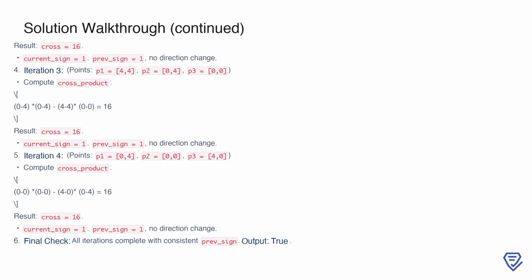Similarly, in the fourth iteration, using points (0, 4), (0, 0), and (4, 0), the cross product yields 16 once more. Again, current_sign is 1, and there's no change in direction. After completing all iterations, we perform a final check and see that the sign remained consistent throughout. This confirms that the polygon is convex, so the output is true.